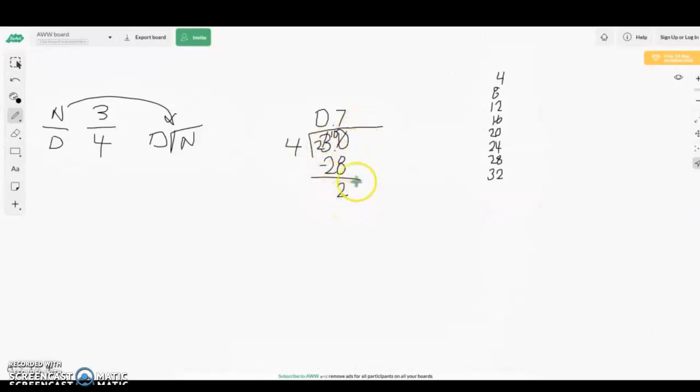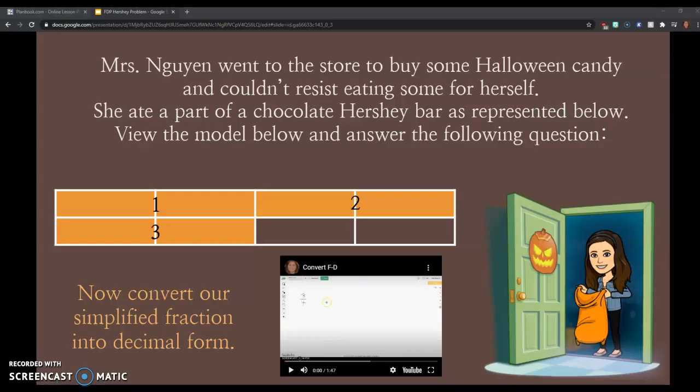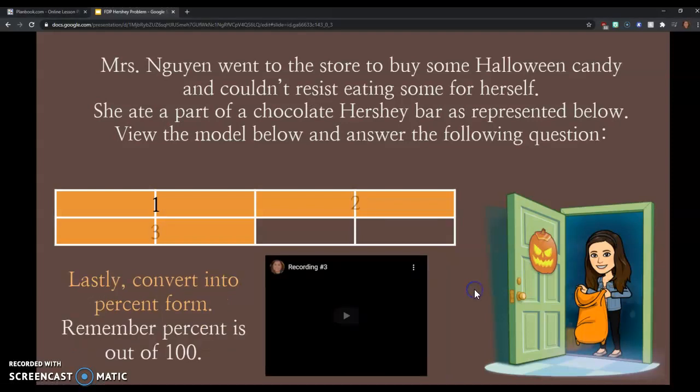Now I have a remainder, but I want to continue on because I'm trying to change it to decimal form, okay? 4 can go into 20, 1, 2, 3, 4, 5 times. And now I'm left with no remainder. So I just solved for my decimal form. 3 over 4 equates to 0 and 75/100ths. So our decimal form should be 0 and 75/100ths.